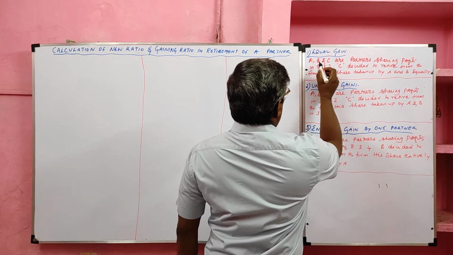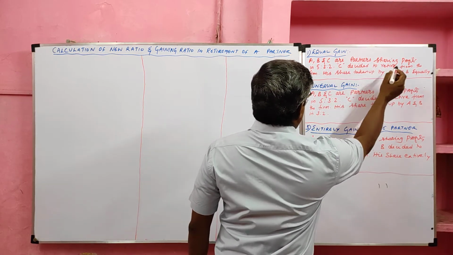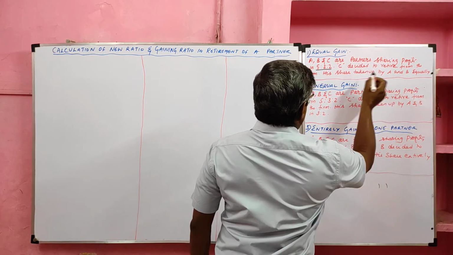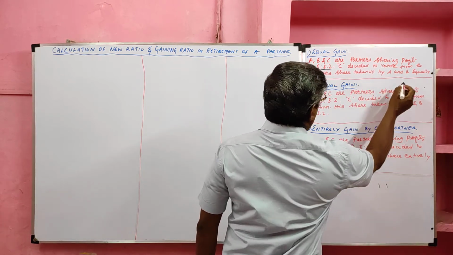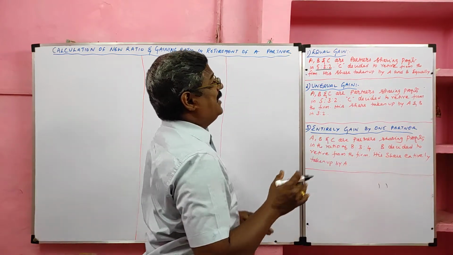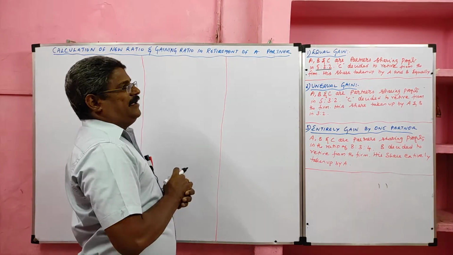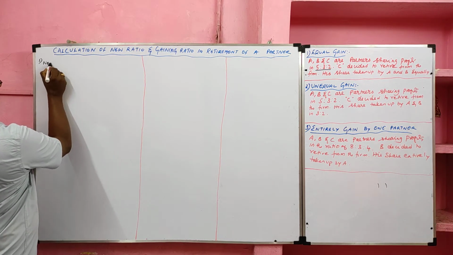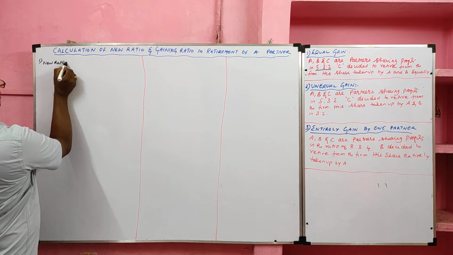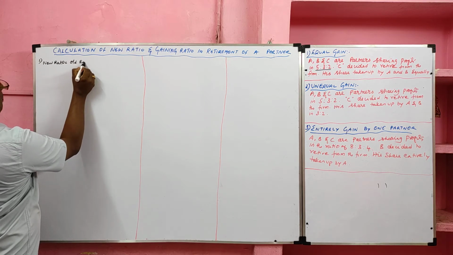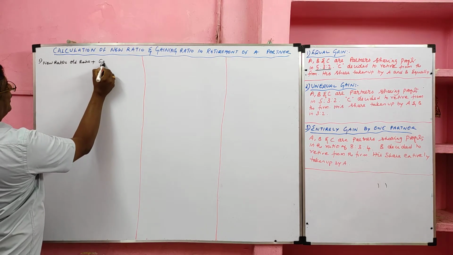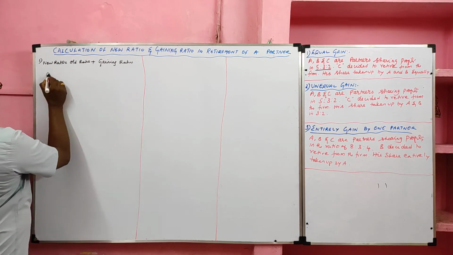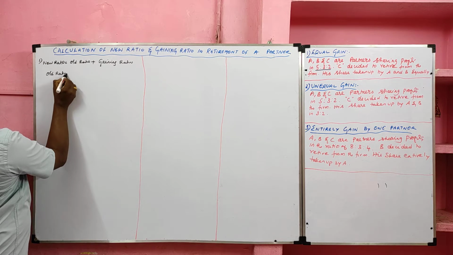Equal gain. A, B and C are partners sharing profits in the ratio of 5:3:2. C decided to retire from the firm. His share is taken up by A and B equally. So C is retiring. His share is taken up by A and B equally. So sum number 1, the new ratio formula is old ratio plus gaining ratio. Old ratio plus gaining ratio.